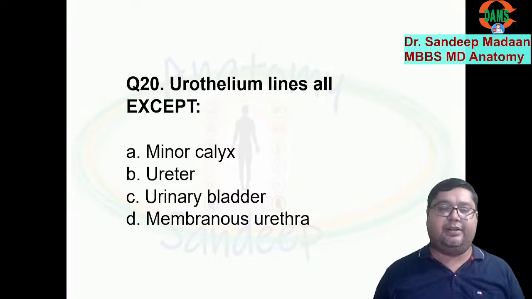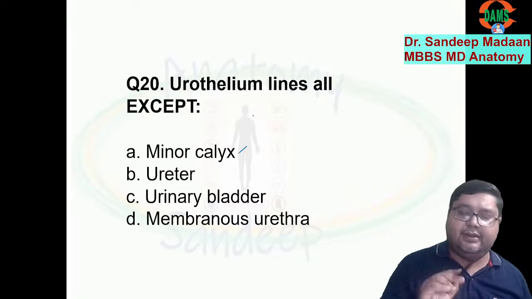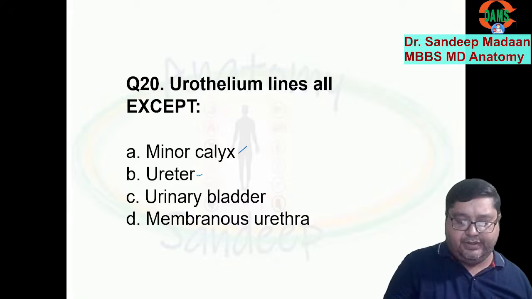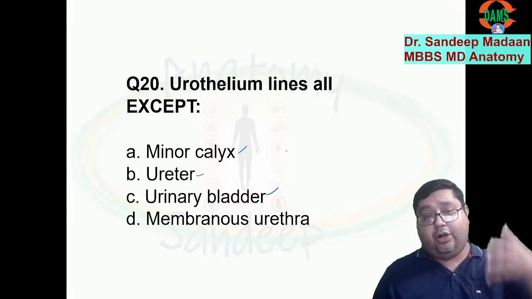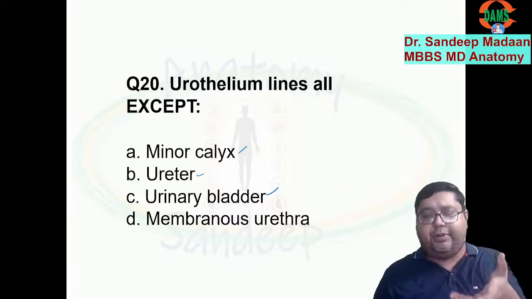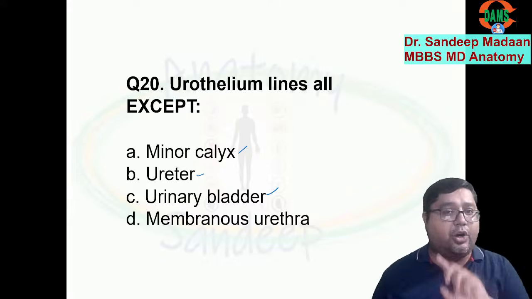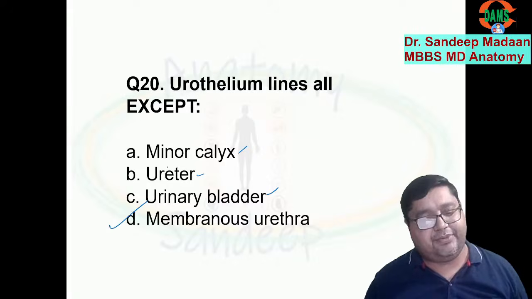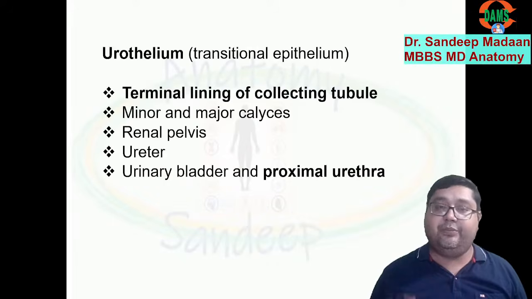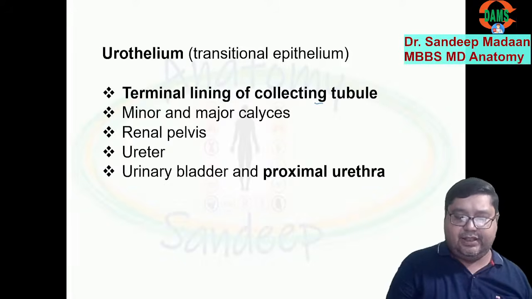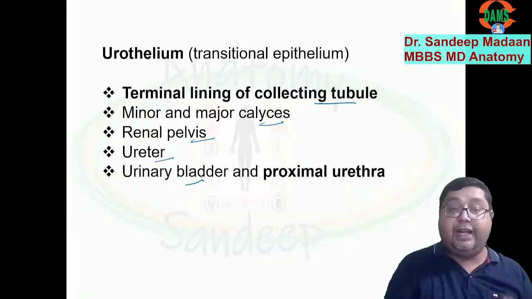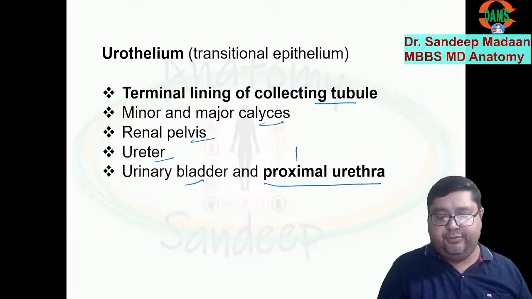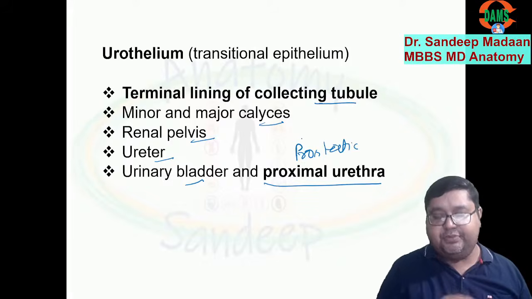So where is it present? In the calyces it is present, yes. In the ureter, yes. Bladder, yes. Along with the bladder, the continuing part of the urethra, prostatic urethra, it will be present. Membranous urethra, urothelium will be absent. So looking at where urothelium is present, it is present in the collecting tubules, calyces, pelvis, ureter, bladder, and proximal urethra, particularly prostatic urethra. Only up to this much part.